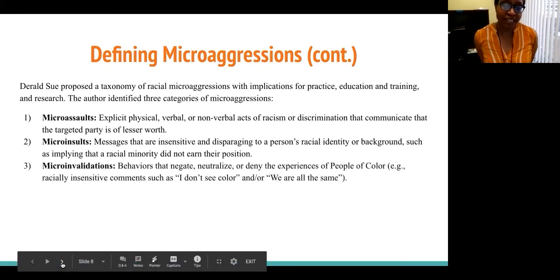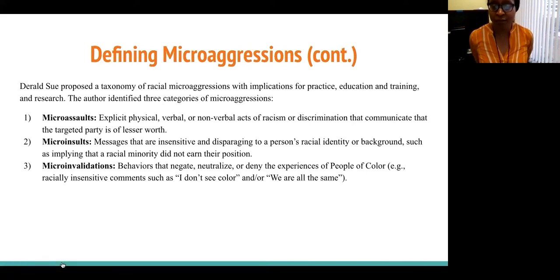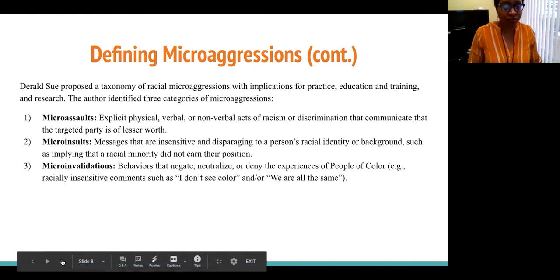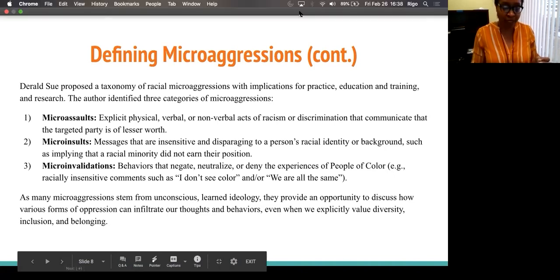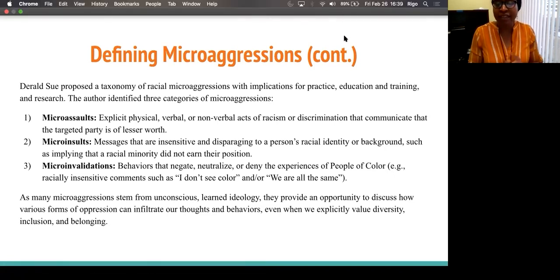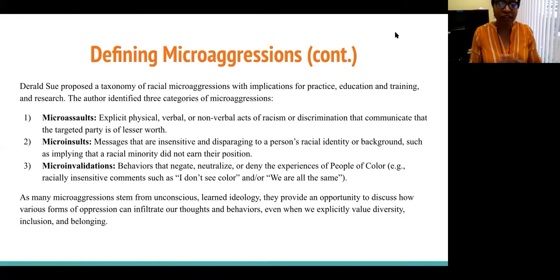And then microinvalidations. These are behaviors that negate, neutralize, or deny the experience of people of color. I don't see color. We're all colorblind in my family. We're all the same, and I wish we would all realize that. So once again, they're unconscious learned ideology. And so that's why we're having this workshop, because anything that can be learned can be modified. And they provide an opportunity to discuss the various forms of oppression that infiltrate our thoughts and behaviors.